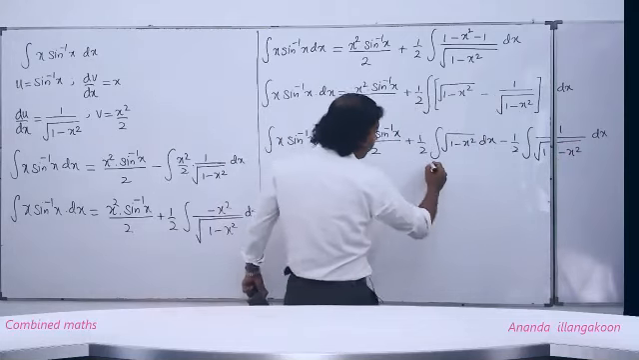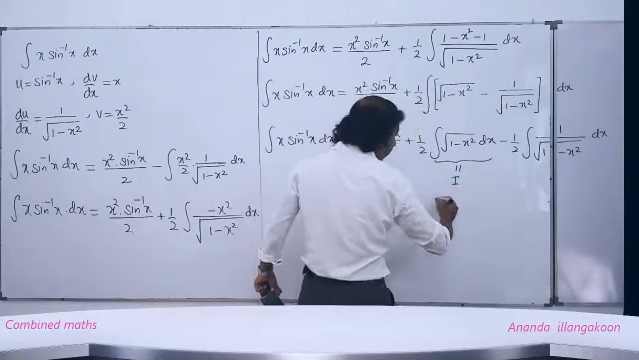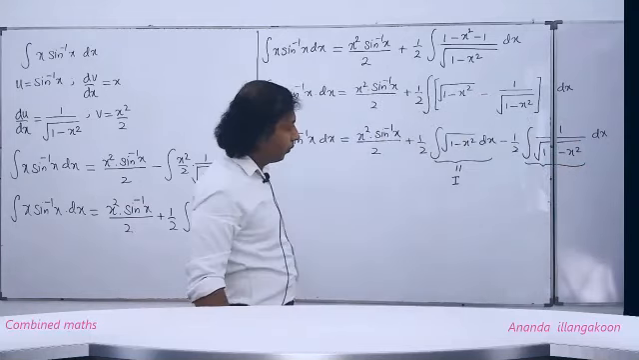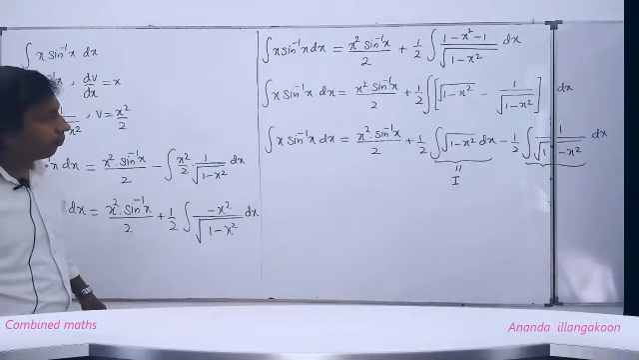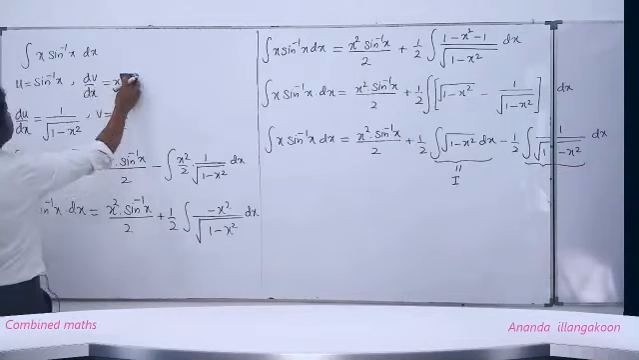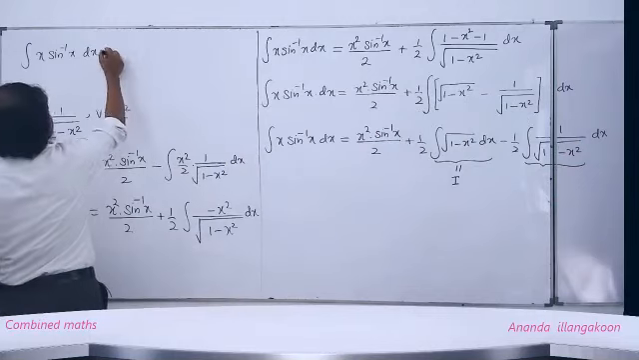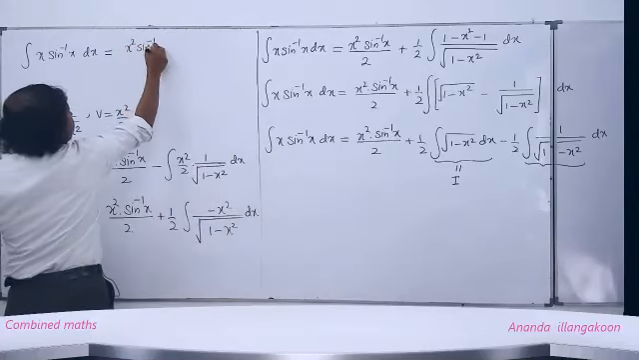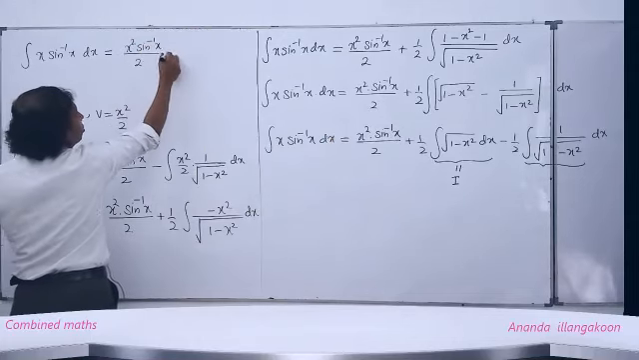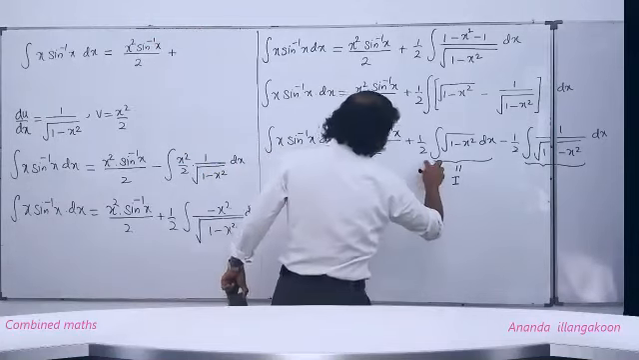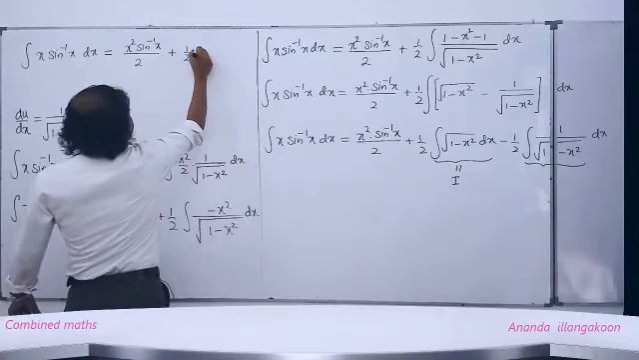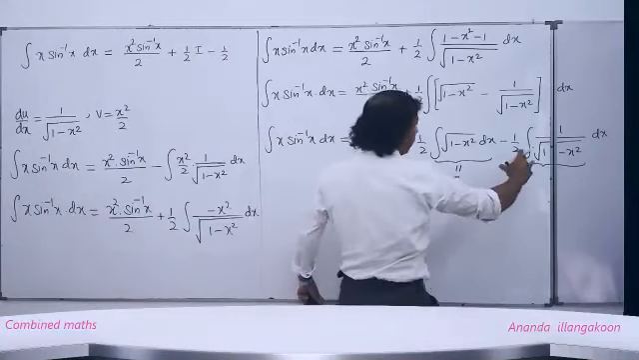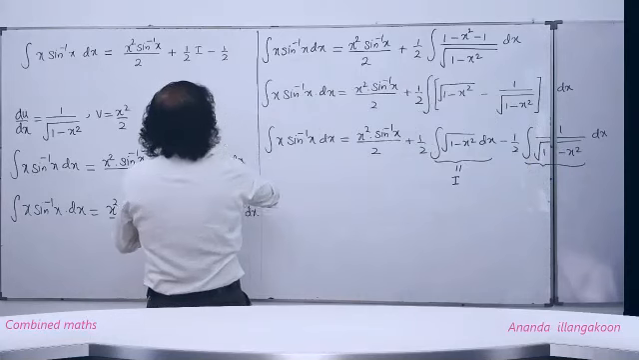People, I am going to take this as I. The integral of this is what, people? It is 1 upon square root of 1 minus x squared, which is sine inverse x. Okay, and then I can write this answer. Integral of x sine inverse x is equal to x squared sine inverse x divided by 2 plus half I, and minus half. The integral of this is sine inverse x, right?